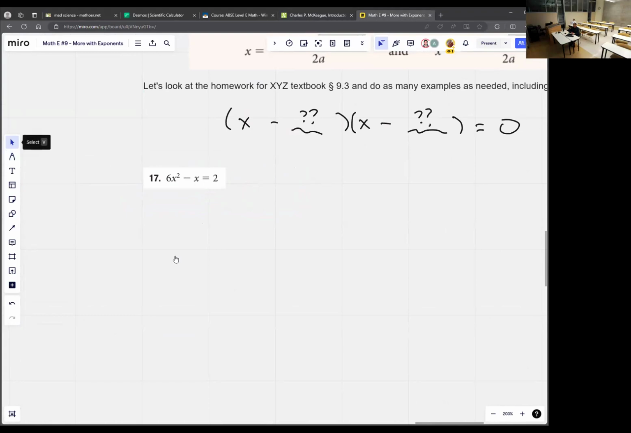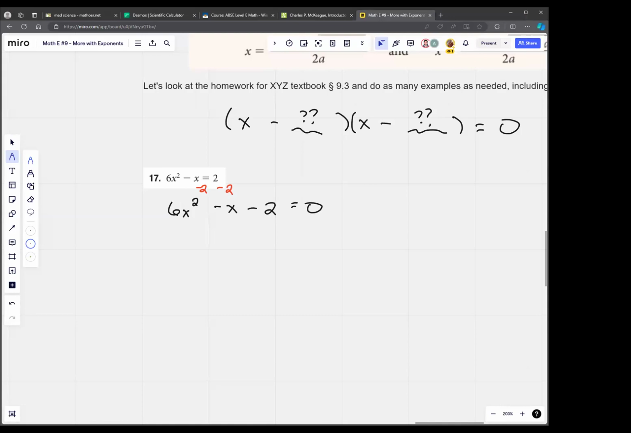If I want to solve this, then I always want to get it to be something equals 0. So let's move that 2 to the other side. Does it help if I write minus 2 on both sides? Maybe not immediately, but when you're looking at this later on in review? Or should I skip the little red minus 2s? No, it's good.